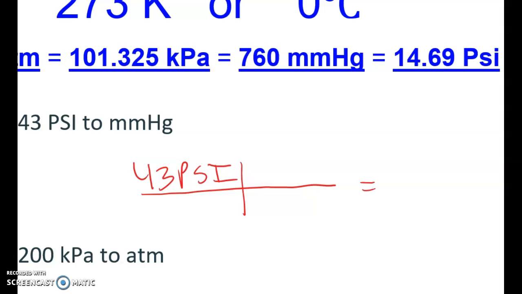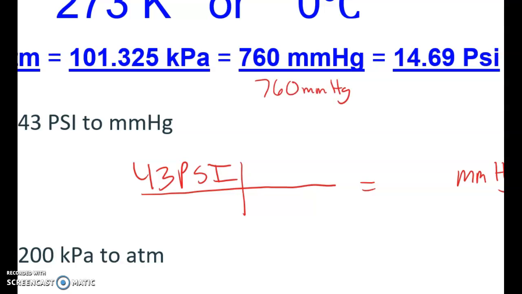When I look at this, I'm trying to get to millimeters of mercury, so I always write out here what I'm trying to get to. Now, these are equal to each other, so I can set up a conversion factor. So it's converting, we've got pounds per square inch and millimeters of mercury. So I can write my conversion factor as 76 millimeters of mercury.